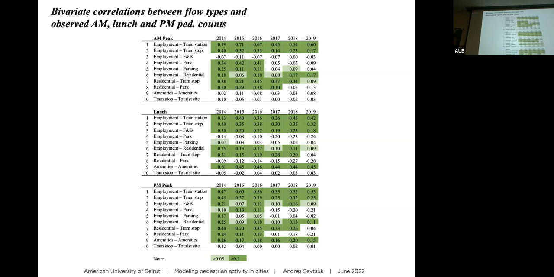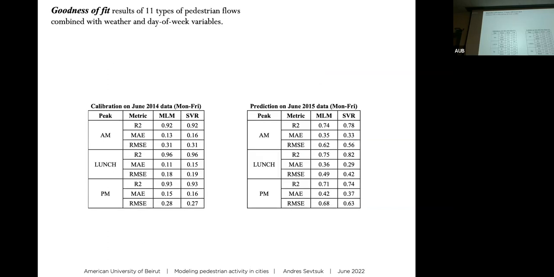calibration model, in which case we actually used, in this instance, a machine learning model called the support vector regression type model. We also tried a multi-level model for fitting the data. The fit is not so different. For the morning peak hour, we estimated how a certain set of flows explains the foot traffic measured by the sensors on the city streets, and achieve around 92% accuracy on the calibration. During the lunch period, 96%, during PM period, 93%.